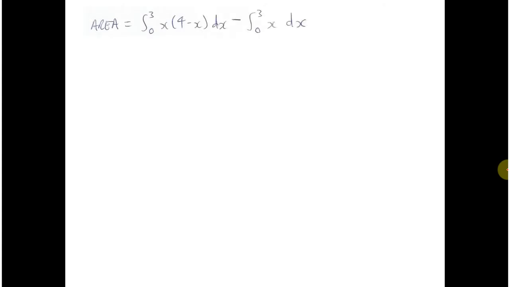The quadratic was the top curve, and the straight line was the bottom curve, so we're doing the integral between 0 and 3 of x times 4 minus x dx minus the integral between 0 and 3 of x dx. Multiplying out the quadratic so we can integrate: x times 4 is 4x, x times x is x squared.